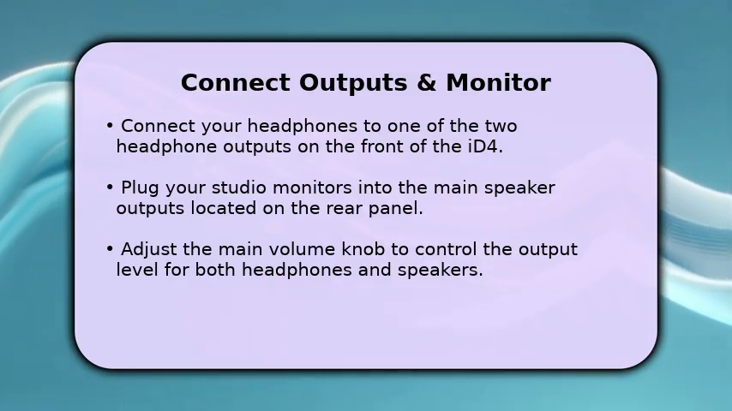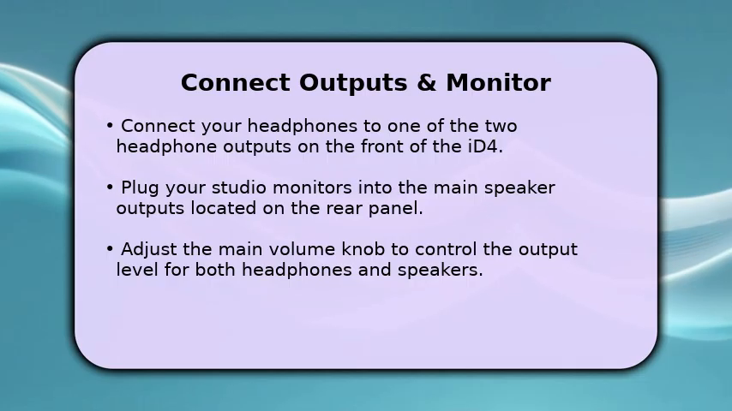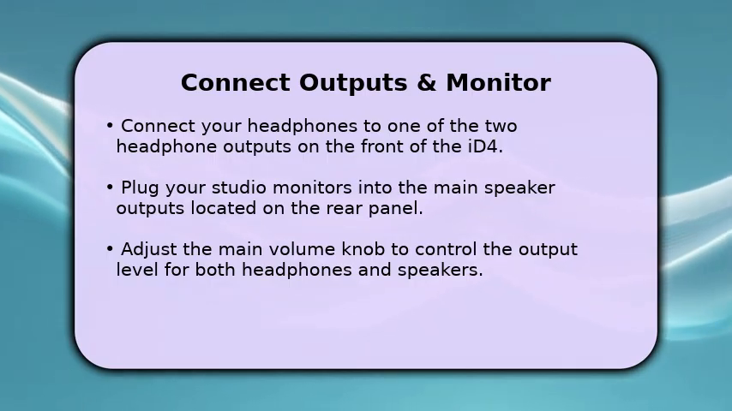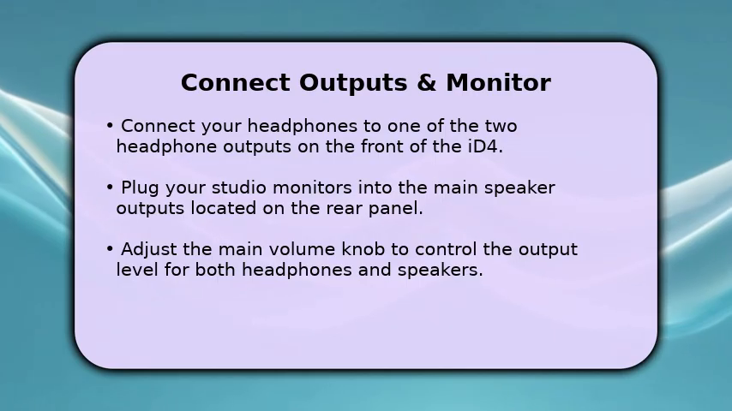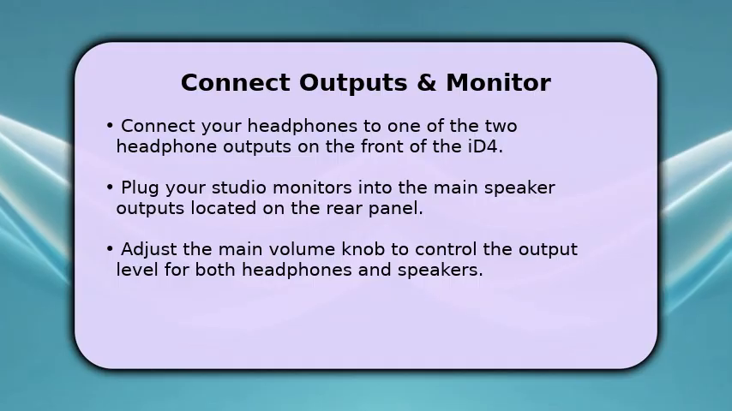The large main volume knob controls the overall output level for both your headphones and speakers. You can also use the monitor mix knob to blend between your direct, low-latency input signal and the audio coming back from your computer, giving you precise control over your listening experience.